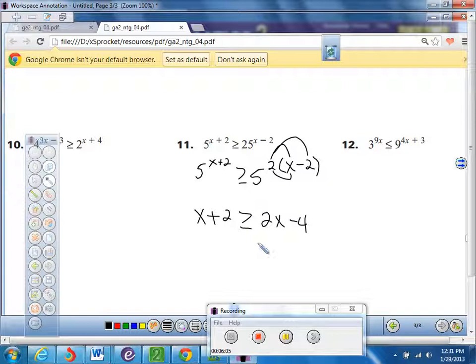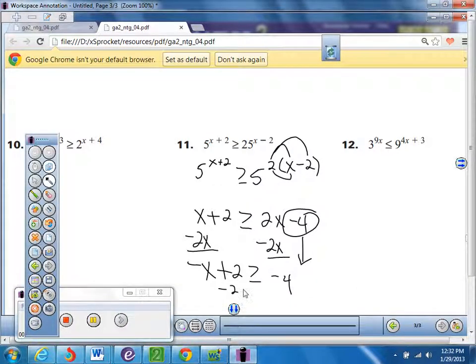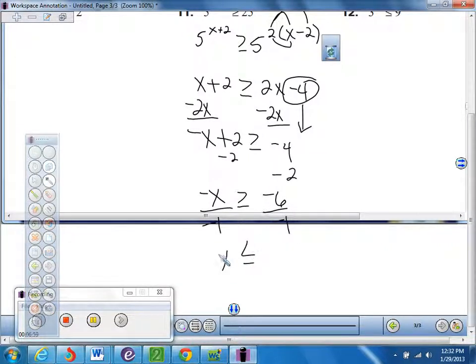Okay, now subtract 2x from both sides. I end up with negative x plus 2 is greater than or equal to negative 4. Okay, subtract 2 from both sides. So we get negative x is greater than or equal to negative 6. Divide both sides by negative 1. We're going to switch our inequality so that we get x is less than or equal to 6.